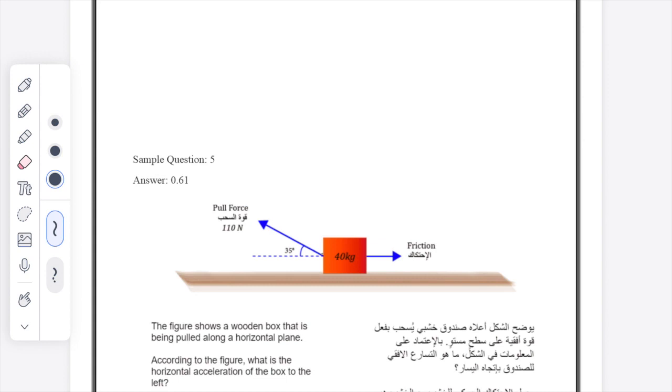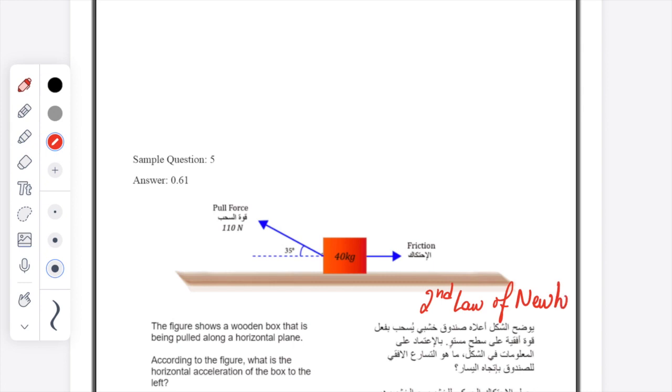Hello everyone. In today's exercise, we will be applying Newton's second law. So we're going to apply the second law of Newton, which is that the net force equals ma.